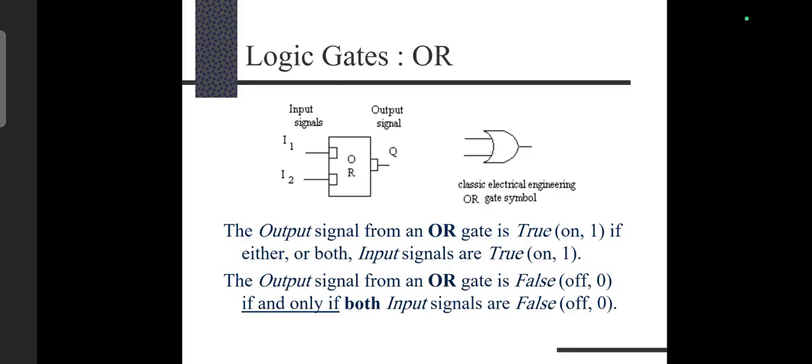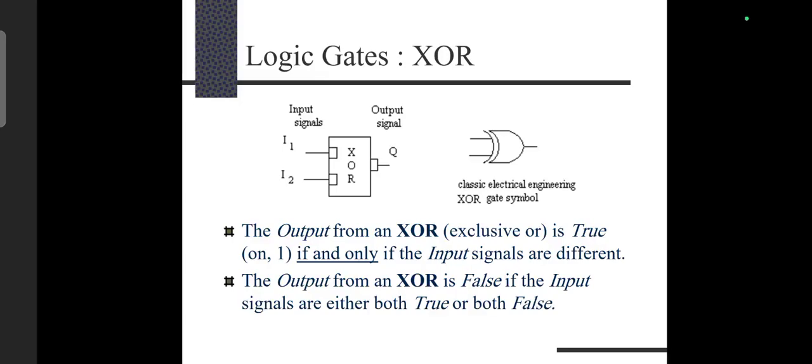Next we will discuss the logic behind the OR gate. The output signal from an OR gate is true, that is on or 1, if either or both input signals are true, on or 1. Meaning that when we compare the input signals I1 and I2, when any one of the inputs is equal to 1, the output is equal to 1. The output signal from an OR gate is false, that is off or 0, if and only if both input signals are false, that is off or 0. This is the general logic behind the OR gate.